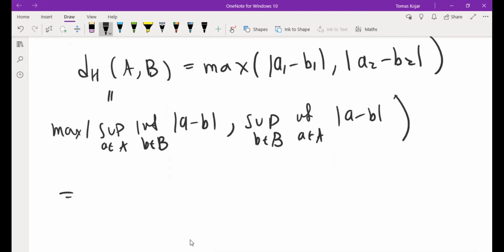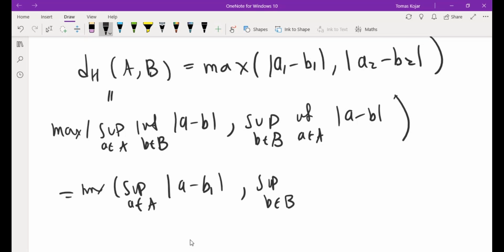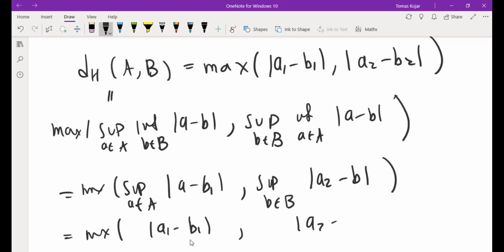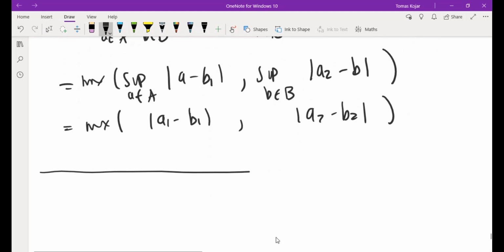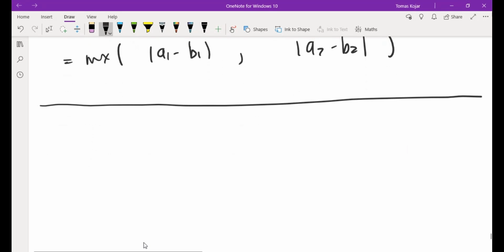What point of B is closest to A1? Well, that's just B1. What point of A is closest to B2? That's A2. And then what point is further away from B1? That's A1. See? B2. Okay? You have questions, just tell me. All right.